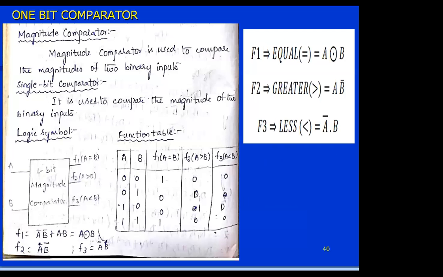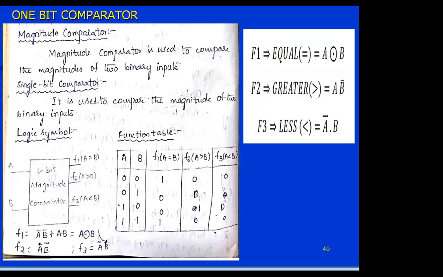Before going to the 2-bit comparator, we are going to design the 1-bit comparator. The 1-bit comparator is also called a magnitude comparator. A magnitude comparator is used to compare the magnitude of two binary bits. Here, A is a single bit and B is a single bit.